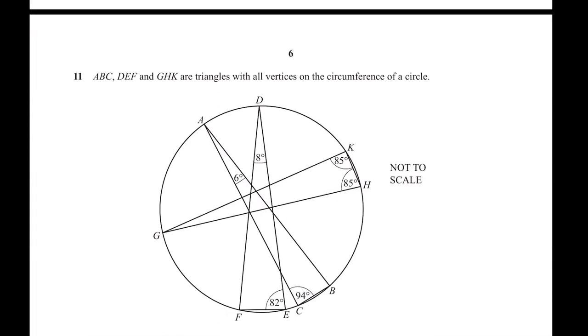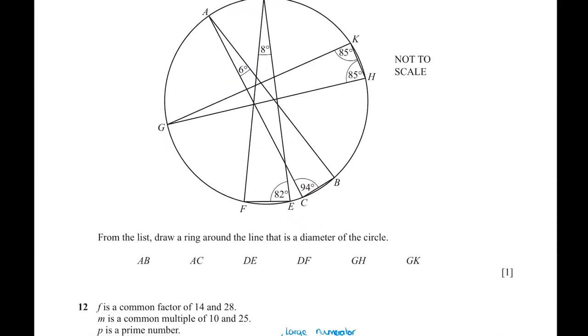A, B, C, D, E, F, G, H, K are triangles with all vertices on the circumference of a circle. From this, draw a ring on a line that is a diameter of the circle. A diameter of a circle forms a 90-degree angle. Does it form a 90-degree angle? Considering I'm saying that AC is a diameter, here is 80 degrees. So no, AC is not a diameter. So you say AB is a diameter. No, it doesn't. Cannot. GH might look like a diameter, but it forms 85. So no, it's not a diameter. You need to find where it forms 90. So 85, no, 94, no, 88, no, 82, no, here.